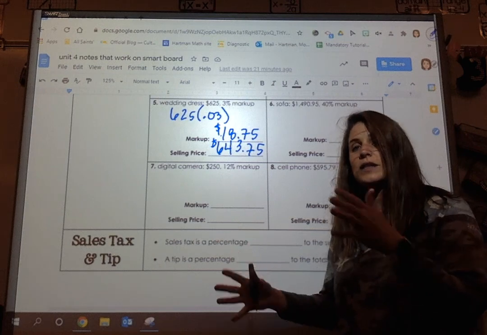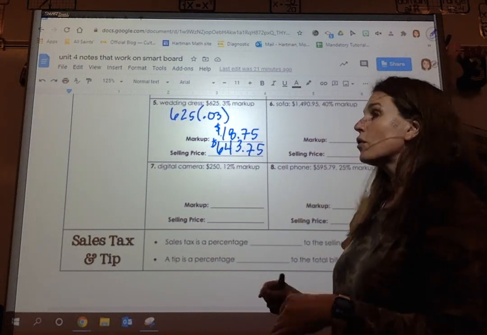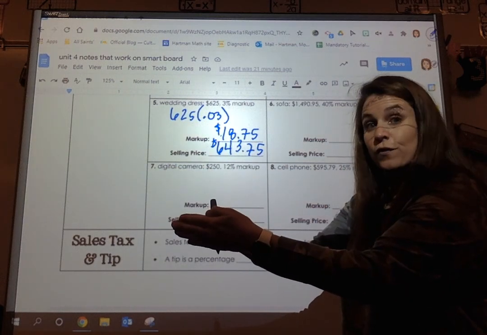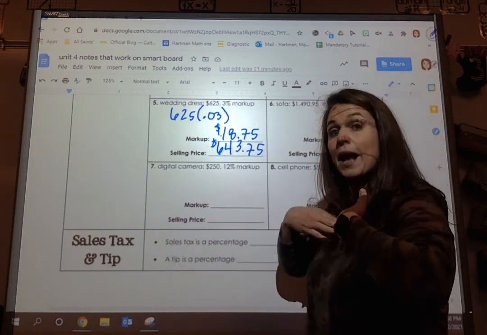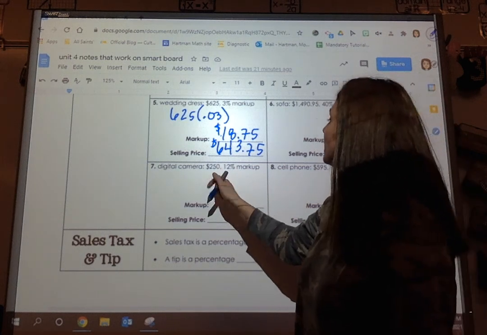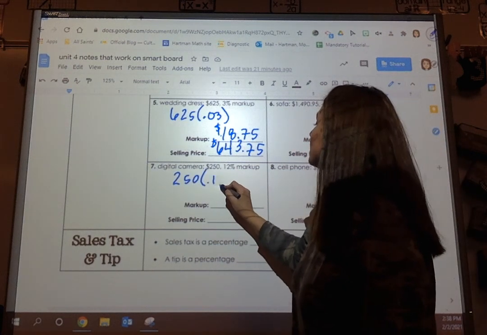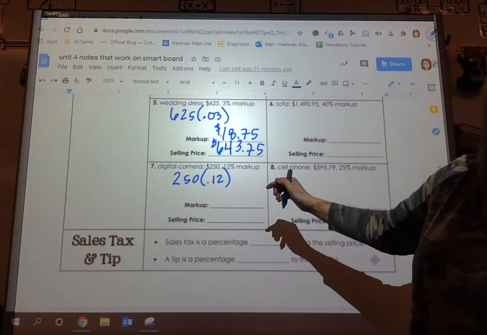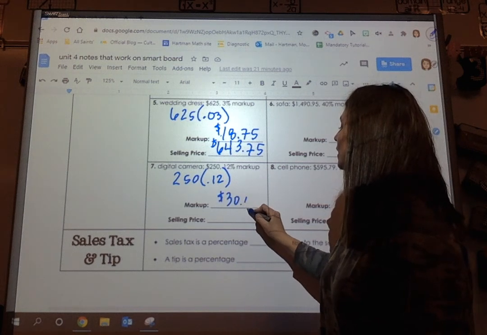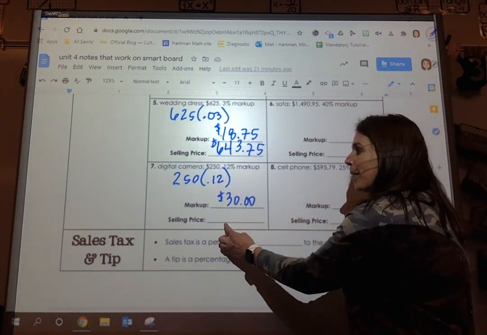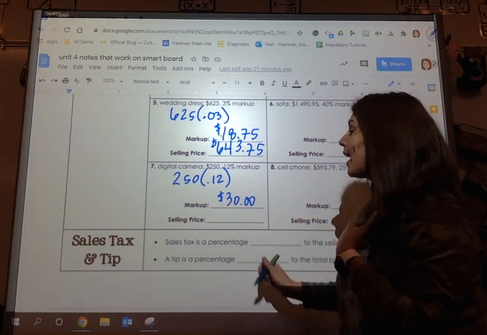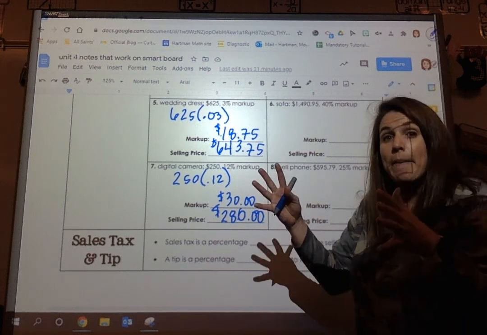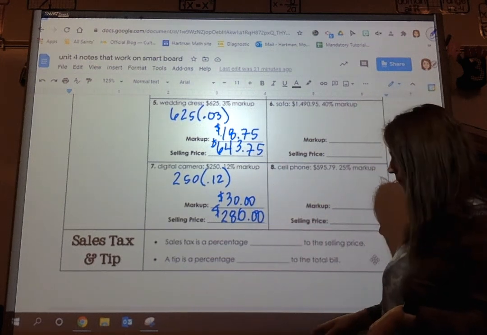How much did they increase it? Digital camera. So you go to a company and they bought the camera for $250, but if they mark it up by 12%, how much are they going to charge me? So first I need to find what is 12% of 250. So of course I multiply those, and that gives me $30 is the markup. So what am I going to be paying? $250 plus 30, and I'm going to be paying $280. So markup means addition, discount means subtraction.